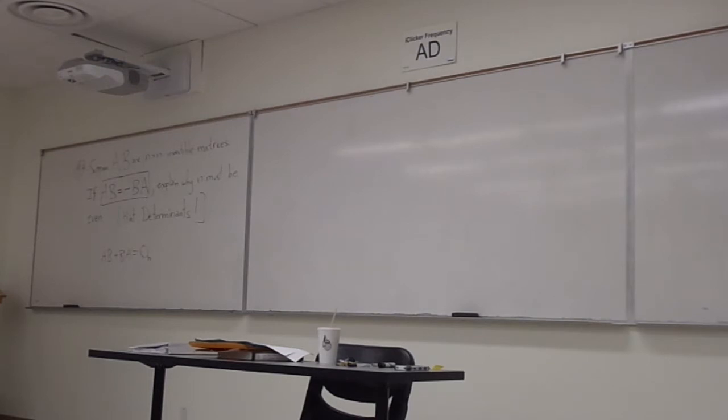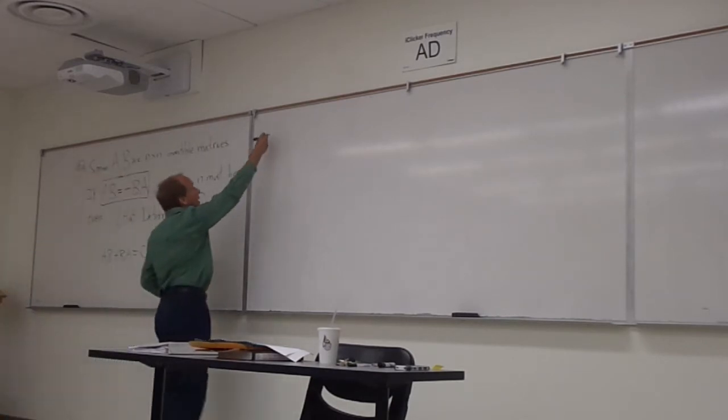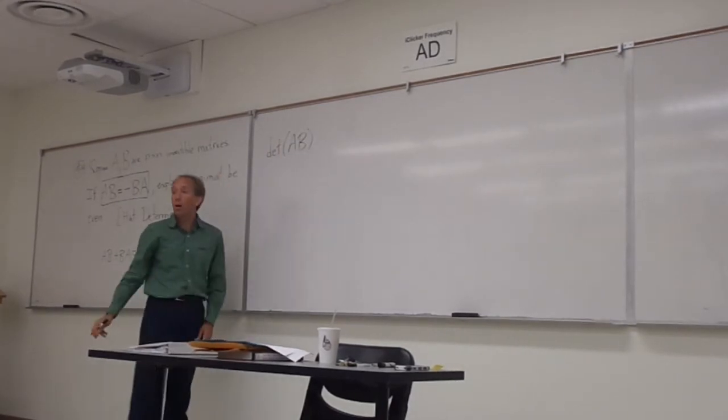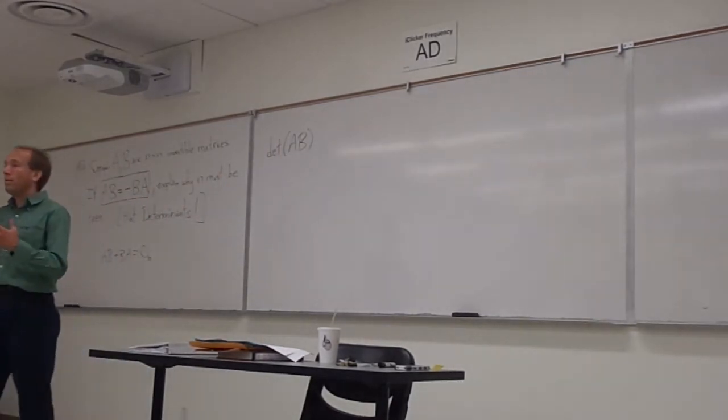Another idea. Miguel, you had your hand up a minute ago. Will we use the fact that the determinant of A times B is equal to the determinant of A times the determinant of B? That sounds like a promising thing to do. In other words, what about the determinant of AB? It makes sense, right? Because this is the box equation and this is the hint.